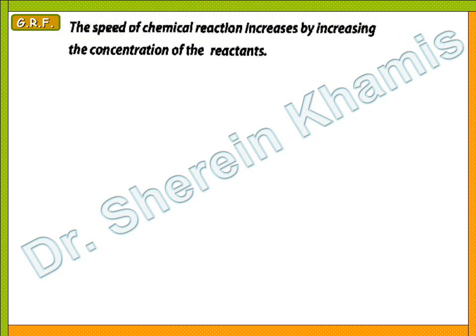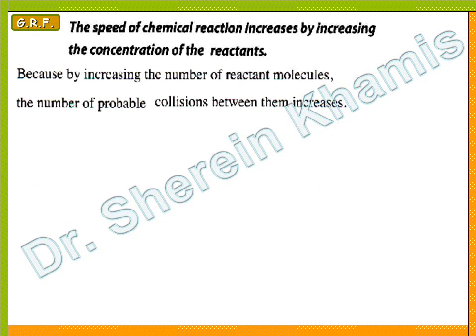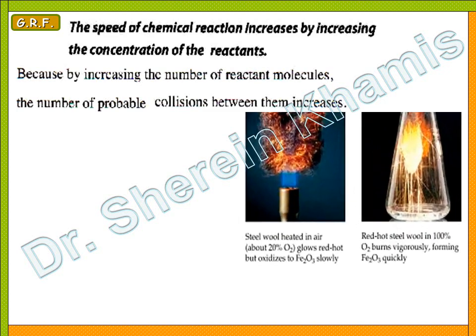We have to give a reason for this point. The speed of chemical reaction increases by increasing the concentration of reactant. Why? Because by increasing the number of reactant molecules, the number of probable collisions between them increases.